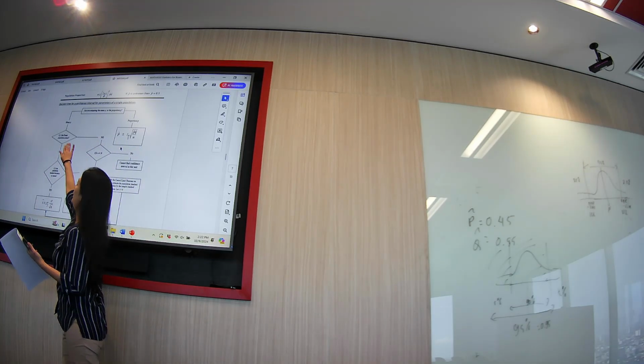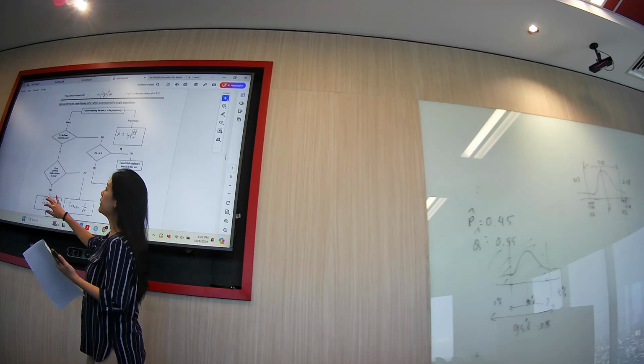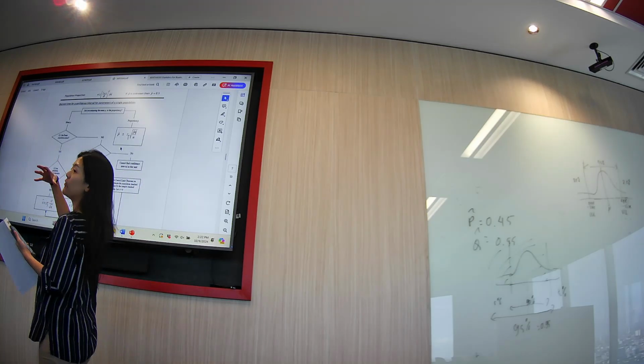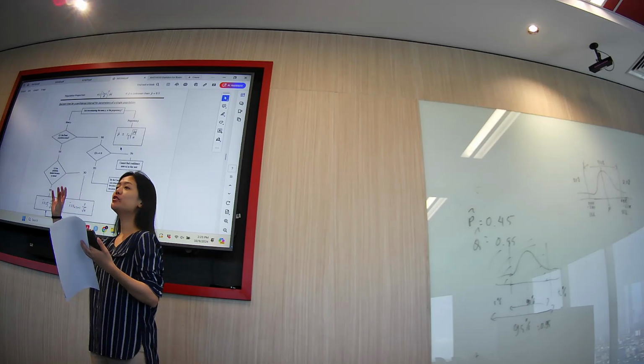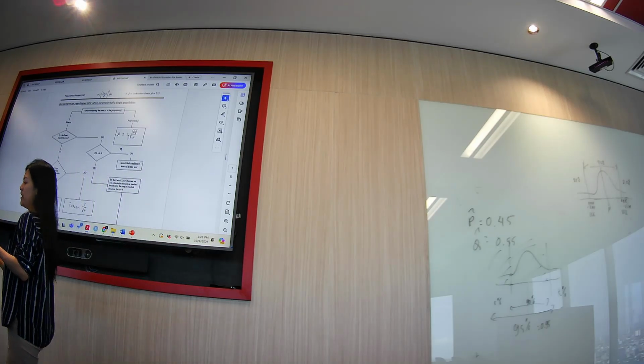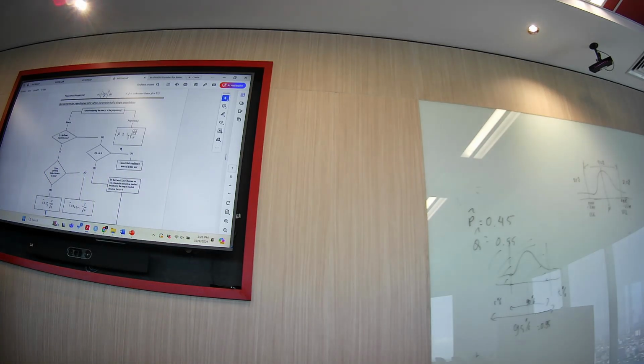For the population, it comes from the question. If the population is normally distributed, then yes. But it's not given, right? Again, it is usually given in the question. If it is known that the population follows a normal distribution, then yes.